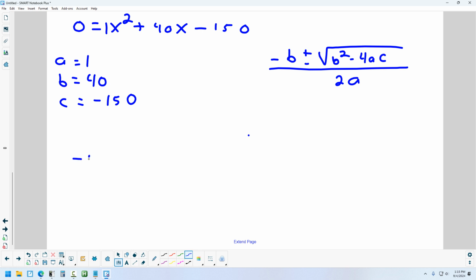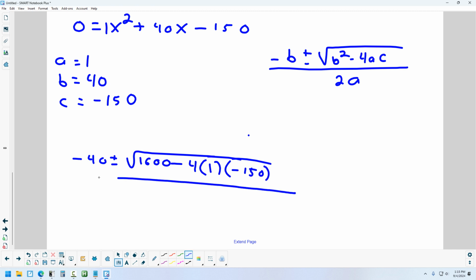All right, so negative b plus or minus the square root of b squared. 40 times 40 is 1600. Minus 4 times 1 times c. We're going to divide that by 2a. What's 2 times a in this case? How about Kyle? 2 times a would be? A is 1, so 2. Yep.